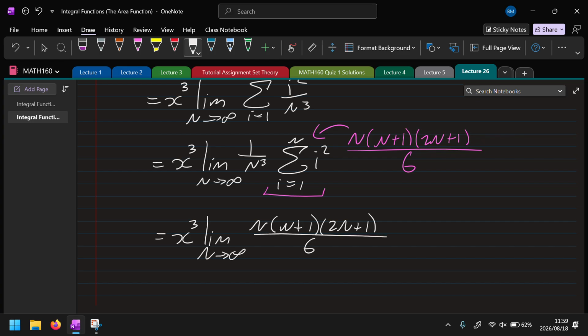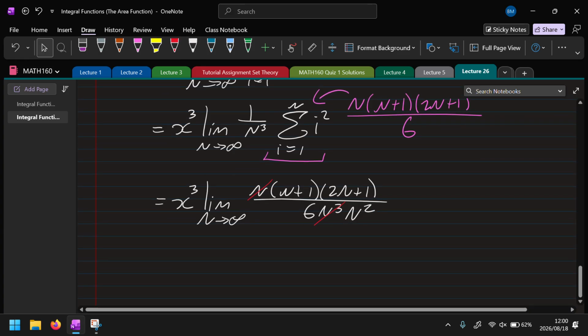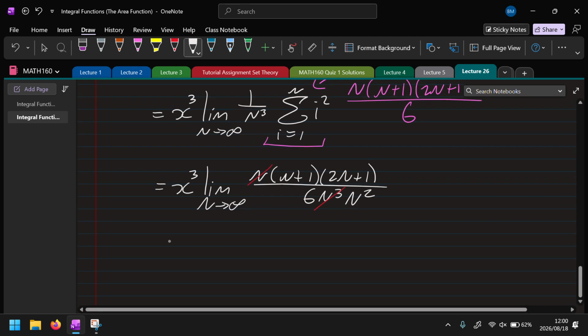And then we have the n cubed over there. Now we have n at the top, n cubed at the bottom. We can do a bit of cancelling. So cancel, cancel, and we can write n squared at the bottom. The top part there, the 2 brackets, we can expand that out. And then the 1 over 6 we can take out, so we have x cubed over 6.